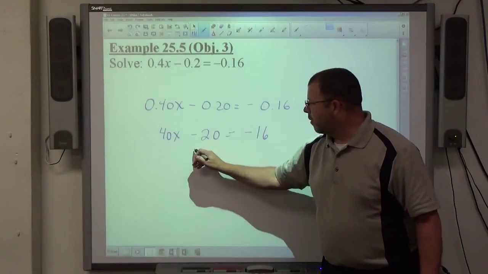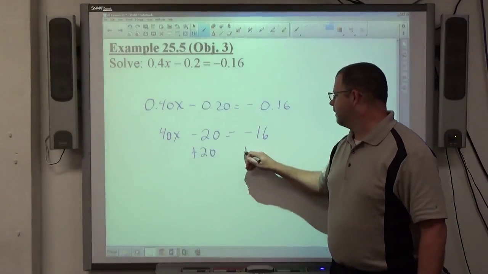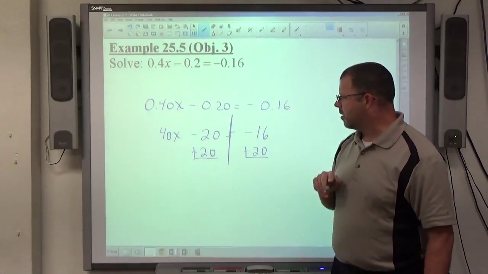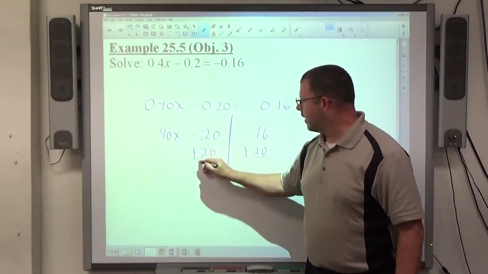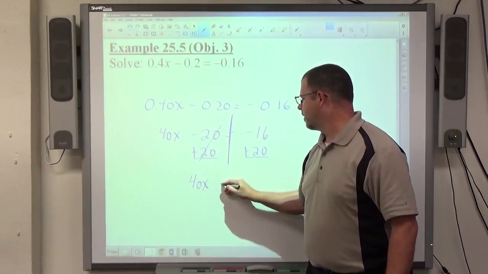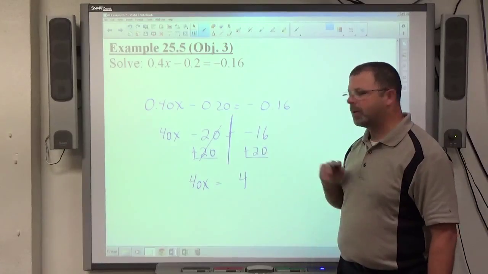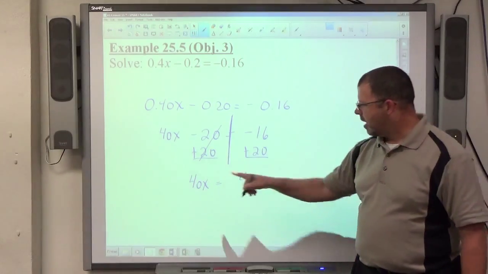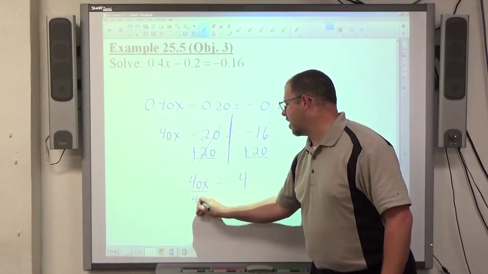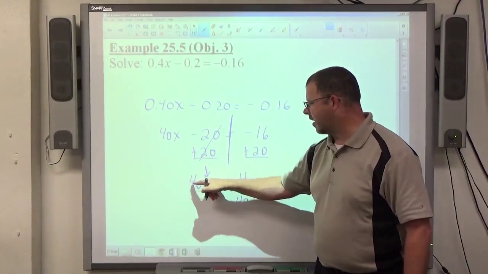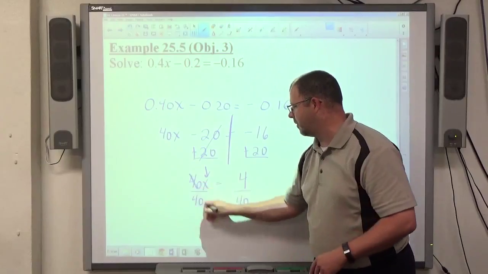Minus 20 has to be dealt with first, so plus 20 plus 20. Equal signs right there, same thing happening to both sides. Minus and plus 20 cancel, leaving 40x. Negative 16 and 20 being opposite sign numbers, subtract, and 20 is bigger so it's positive. If 40x equals 4, we divide both sides by 40. Always divide by whatever's in front of x. Here's x being multiplied by 40, we're dividing by 40.